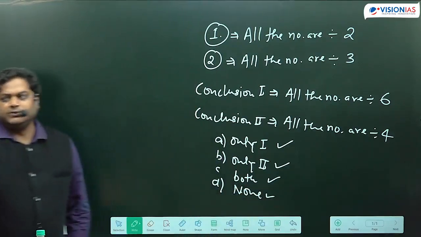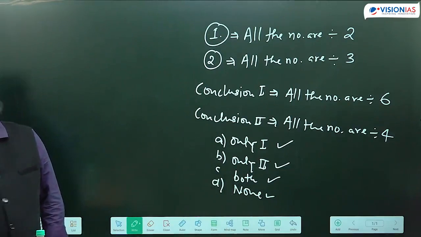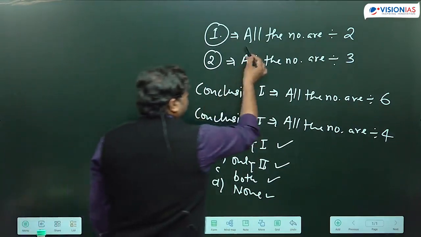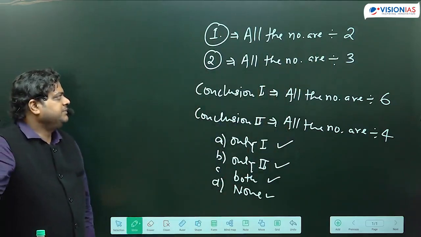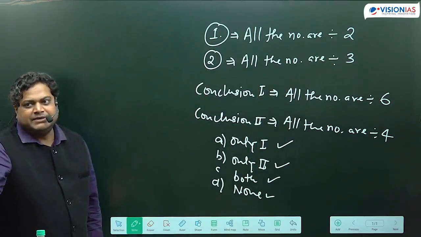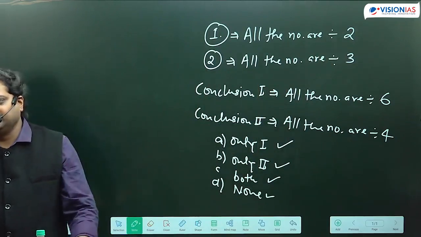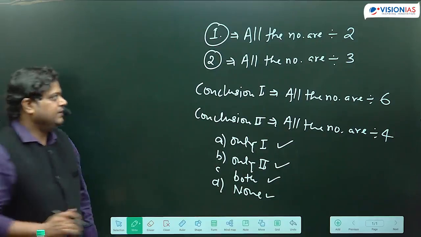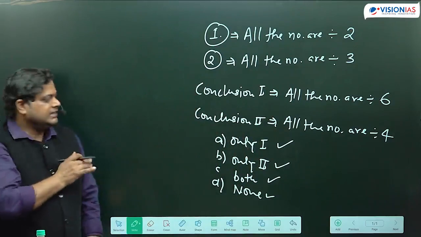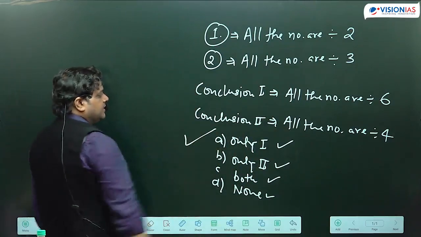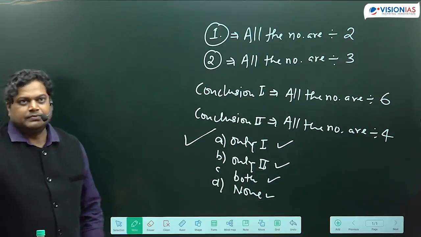So we know the divisibility rule of 6, that is the key: all the numbers must be divisible by 2, all the numbers must be divisible by 3. And this is a previous year question. This way only statements were given. If we know the divisibility rule of 6, सीधा ही मार्क कर देंगे कि conclusion 1 is true. Correct.